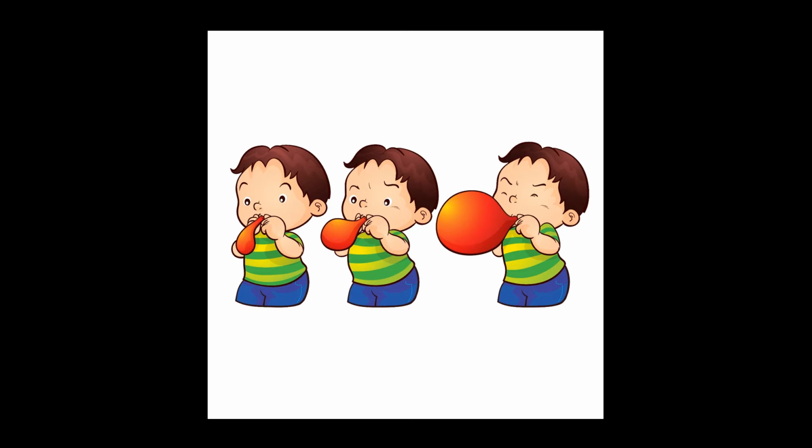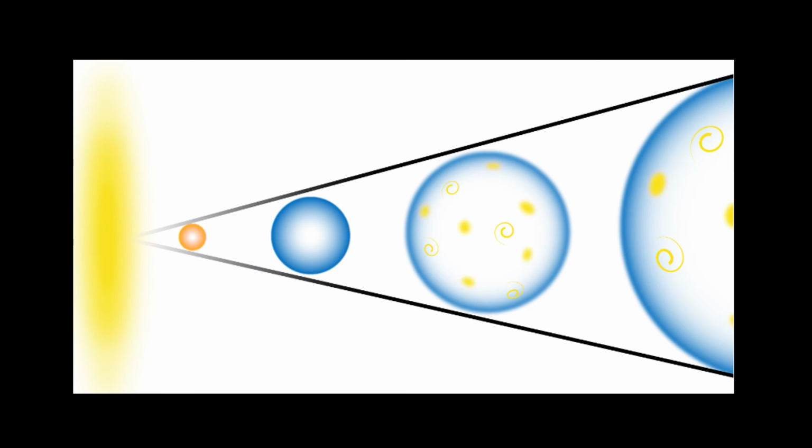An easy way to picture the expansion is to imagine blowing up a balloon. If you were to draw dots on the balloon, the dots would get further apart as the balloon expands. Even though scientists don't know where all that energy came from to begin with, or what caused it to expand, they all agree on one thing. The Big Bang points back to a definite beginning of the universe, which made a lot of scientists uncomfortable.